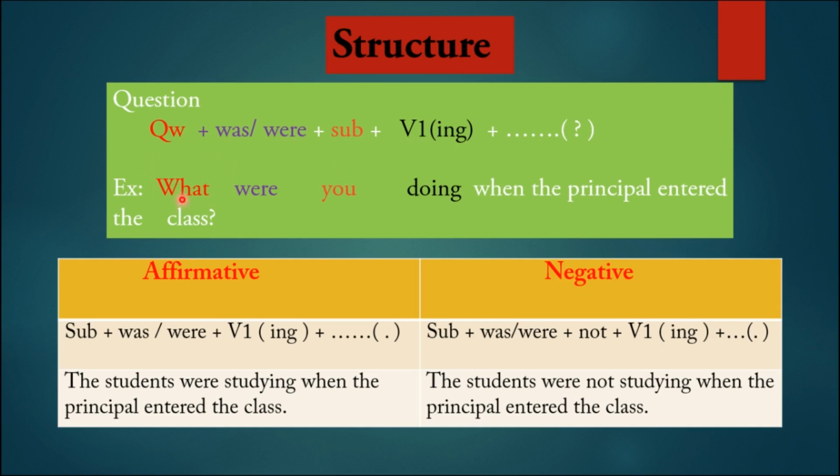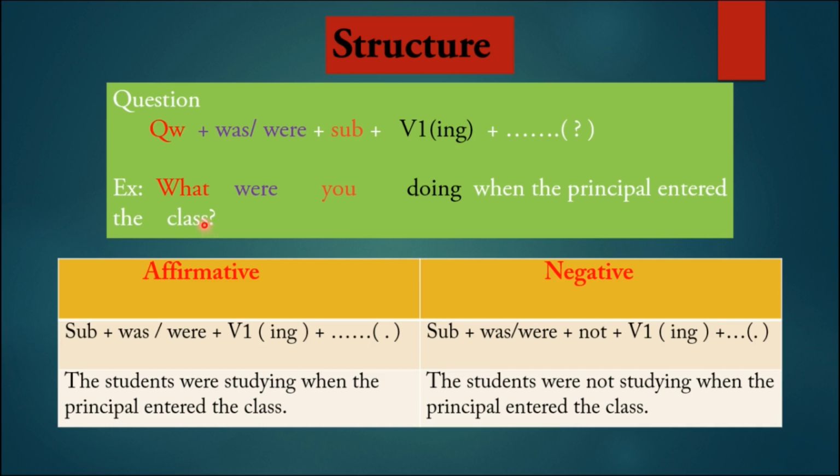Let me give an example. Question word what: What were you doing when the principal entered the class yesterday? I didn't write here yesterday, but imagine. What were you doing? Here, doing is an action, and it's going on at a particular point of time in the past. What was the time? When the principal entered the class is the time. At the time of the principal entering the class, what were you doing?